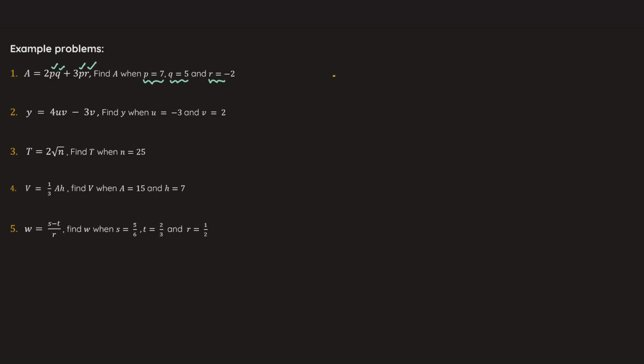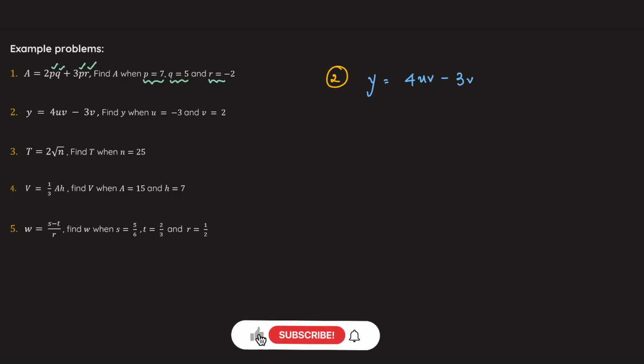All right, now let's try the second question. Y equals 4uv minus 3v. And here they've given the values of u and v. We need to find the value of y. If you want to, you can pause the video to try these questions out by yourself and then resume it to see how it's done. So let's solve this question.